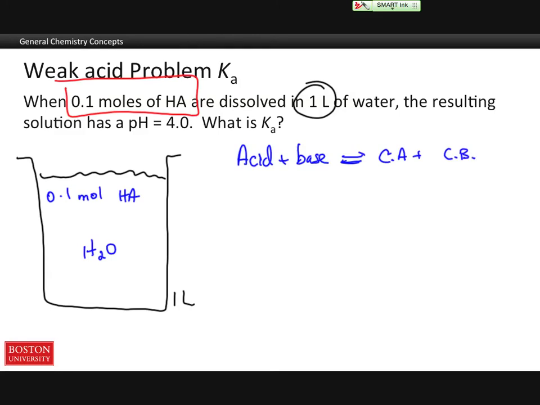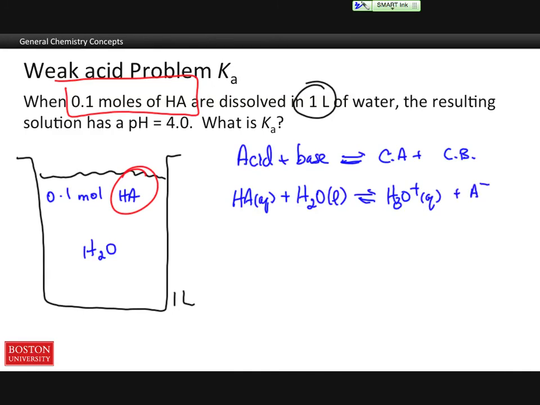So let's identify our acids. Here HA looks to be our acid, so we have HA aqueous, and it reacts with a base. The only base that I see present is water, so we'll look for the strongest base, in that case water. And the conjugate acid will be hydronium ion, and the conjugate base is A-.